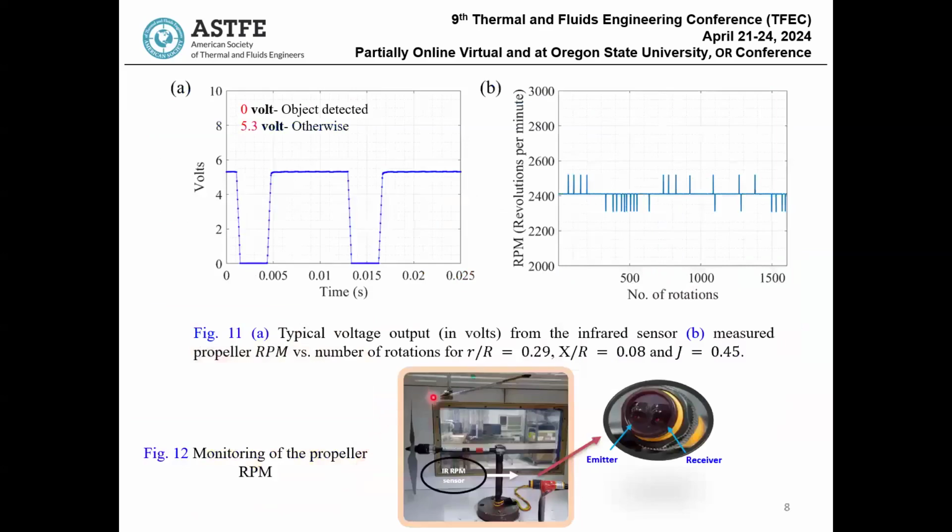Now, during the acquisition of the data in the slipstream, I have also monitored the RPM with an infrared obstacle sensor, and its output is shown here. When there is no object, there is 0 volt, and otherwise there is 5.3 volt. And in the RPM versus number of rotations plot, you can see the RPM is much closer to what I have said.